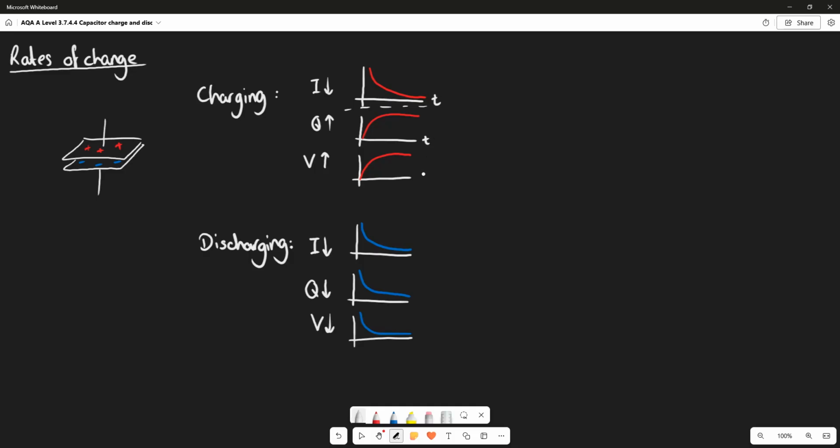There's a couple more things we can say about these graphs. If we recall that the x-axis is time, we know these to be true, and therefore the area under this graph and under this graph must be the charge. And the gradient of this graph and of that graph must be the current.